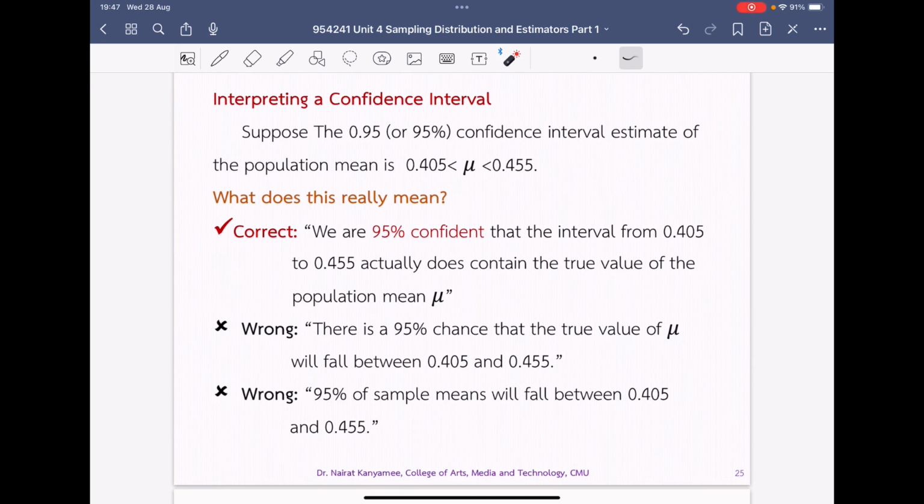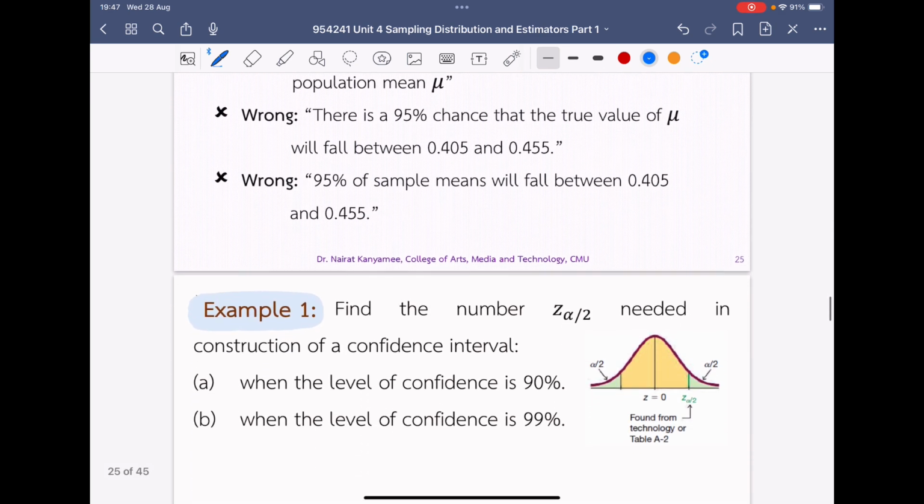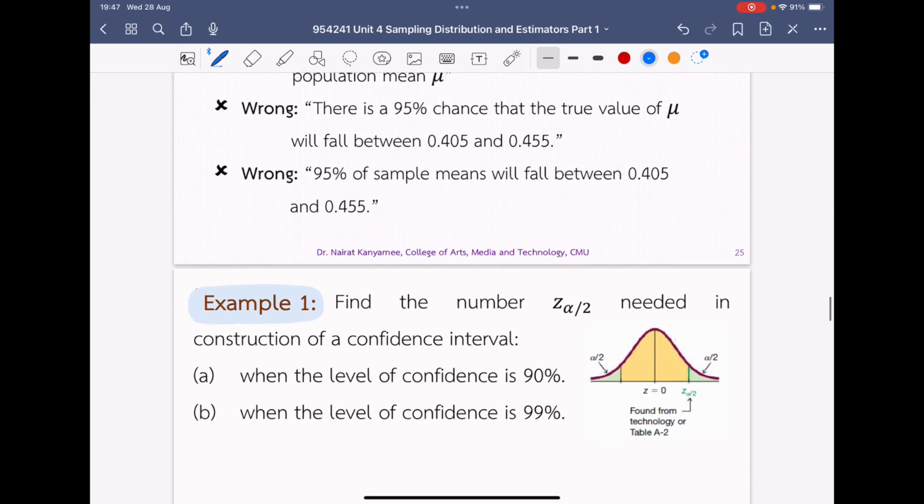All right, let's see some examples of how to find the interval estimation. Don't forget our main goal. Our main goal is to find an estimation of the population mean. Right now we don't use point estimation, but we will give the interval that the mean will lie in, with some confidence level.